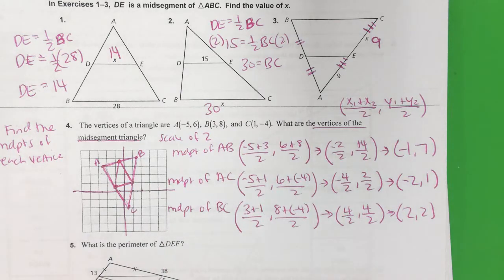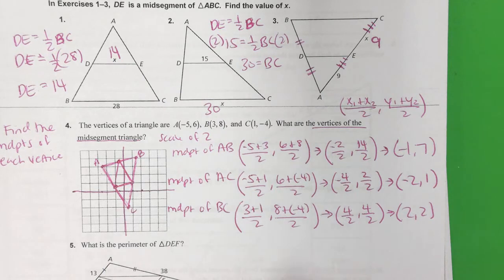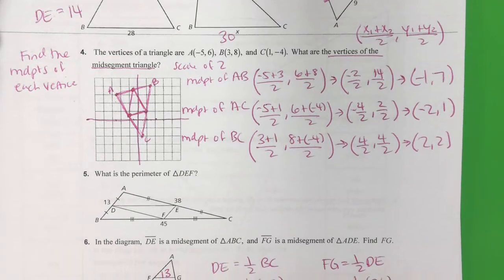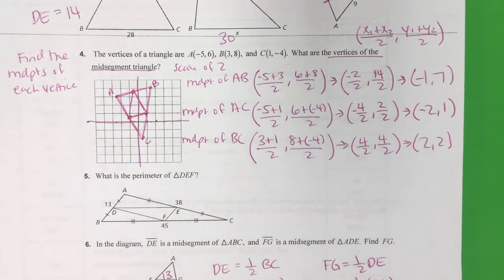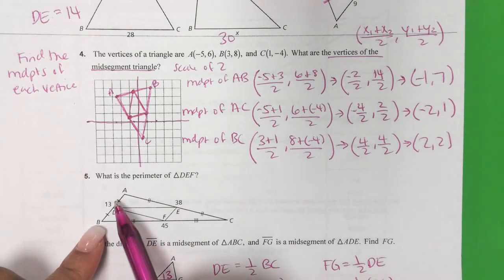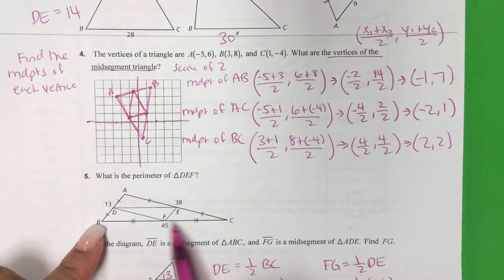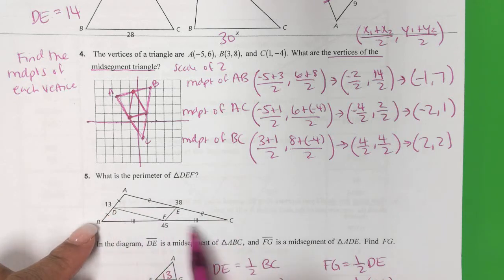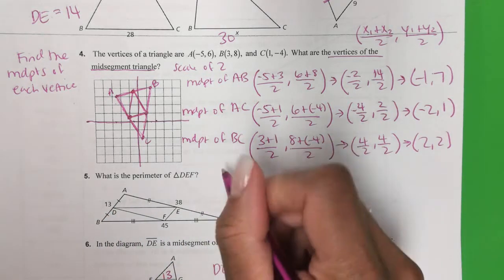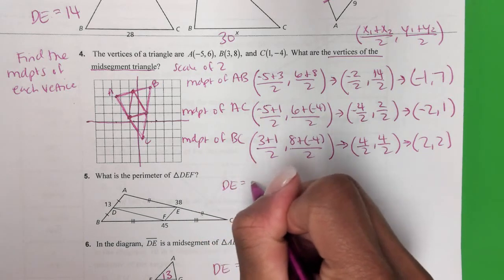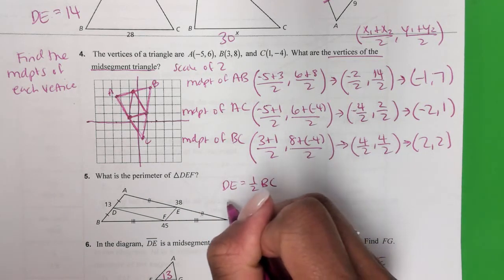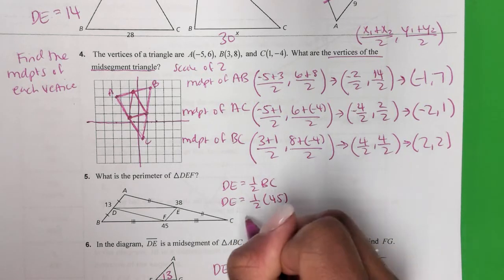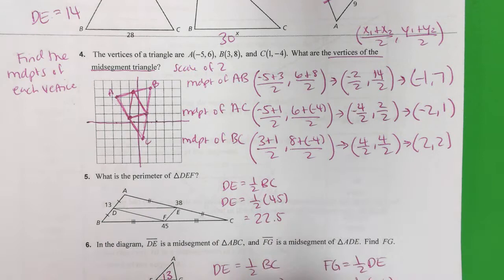Alrighty. So that's finding the midpoint for number 4. Number 5, it asks, what is the perimeter of DEF? Well, let's look at these as several different triangles. If I have A, B, and C, and BC looks like 45, and DE is the midsegment of ABC. So I know that DE equals half of BC. DE then equals half of 45, and half of that is 22.5.